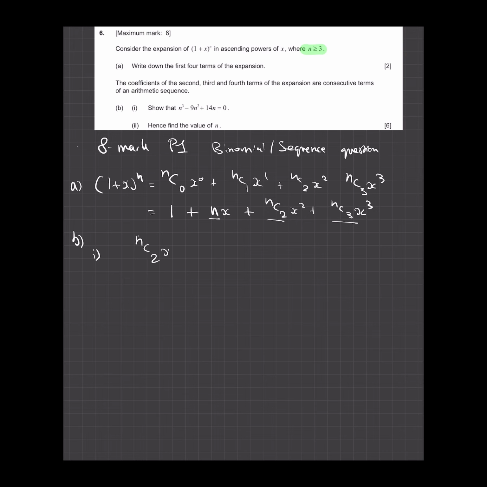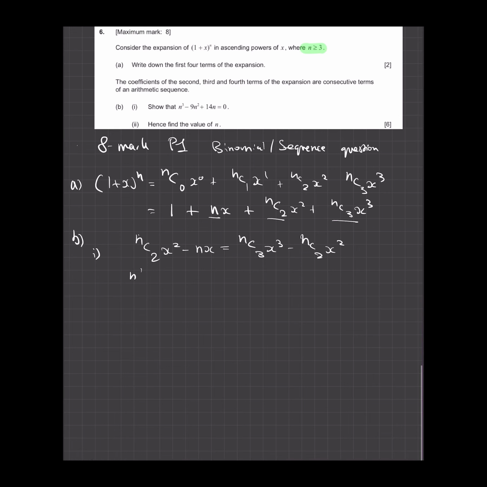That means that nC2 of x squared minus nx, which is the previous term, is equal to nC3 of x cubed minus nC2 x squared, right? Because the formula reminds us that u of n plus 1 is u of n plus d. So that means u of n plus 1 minus u of n equals d. So that means that they're equal, so now we can work with this. Now we have to use the formula. It's in your formula booklet.